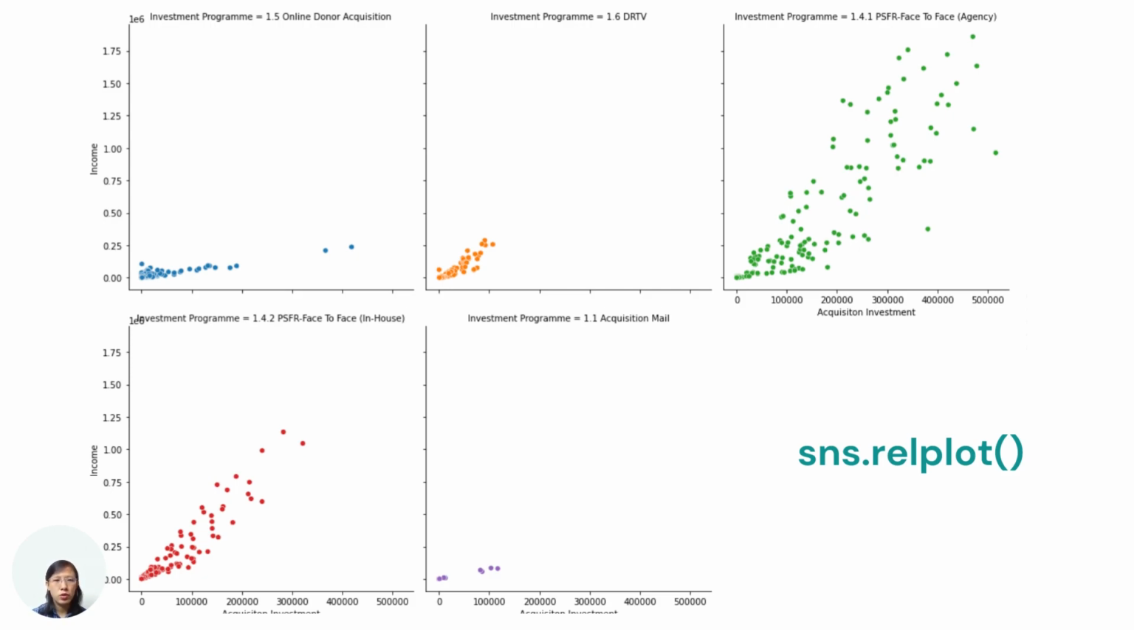From this graph, we want to draw income and online donor acquisition as one subplot, a separate plot. Likewise, for the DRTV, face-to-face agency, and face-to-face house, each as a separate plot, but we want to show them all in one big graph. This becomes very easy using sns.relplot.